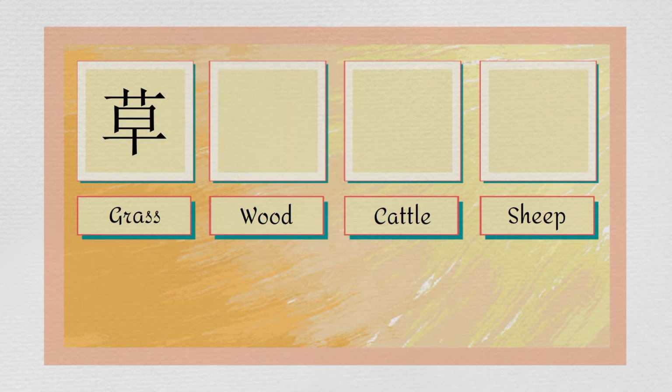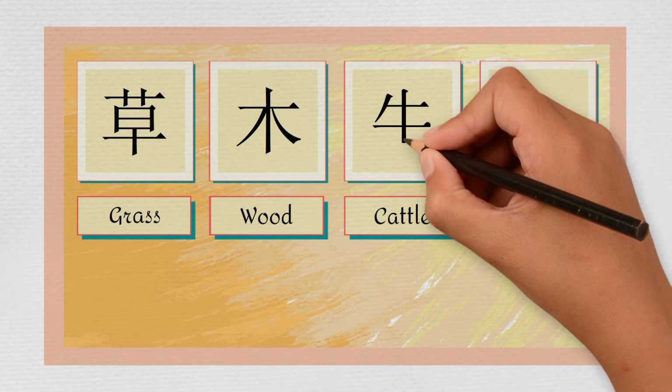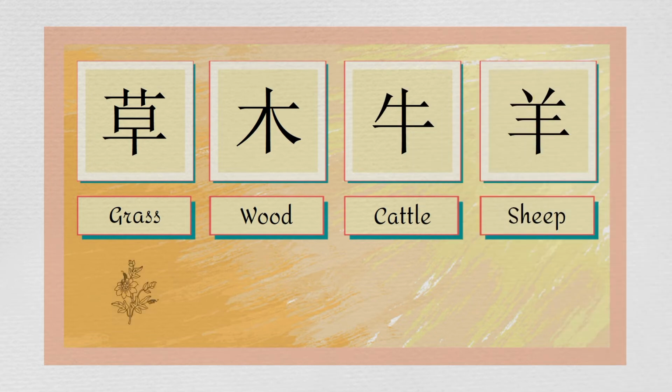Let's compare them with the regular version of Chinese characters now. The first word is grass. The second word is wood. The third word is cattle. The fourth word is sheep. In traditional Chinese, the Chinese character wood represents both wood and trees.